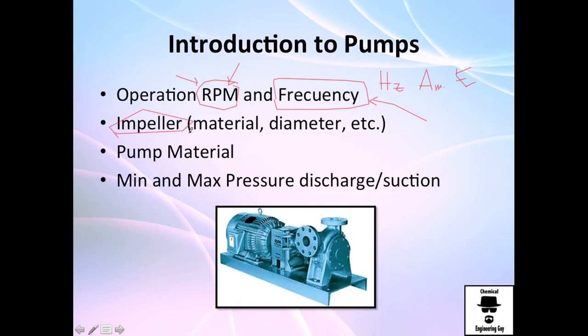The impeller: what type of material is it? Steel or iron? What's being used? The diameter is also important, the size, the angle, the shape of the impeller. Pump material as well, and the minimum and maximum discharge and suction pressure. So what is the minimum operation pressure right here and the maximum operation pressure right here? Is it suitable for your operation or even for your pipe? Is it safe or not safe? You need to check that as well.